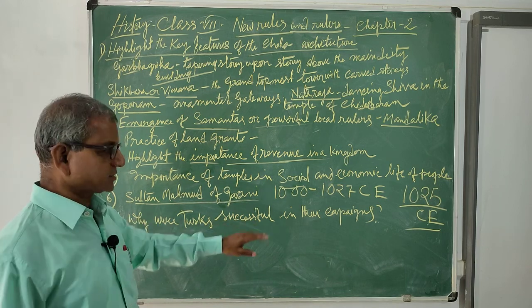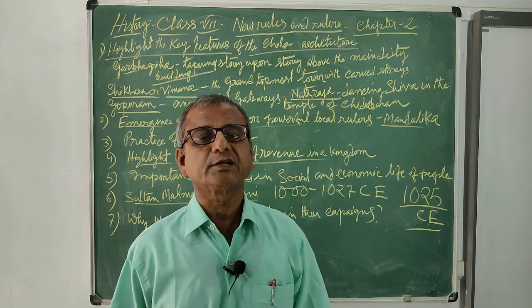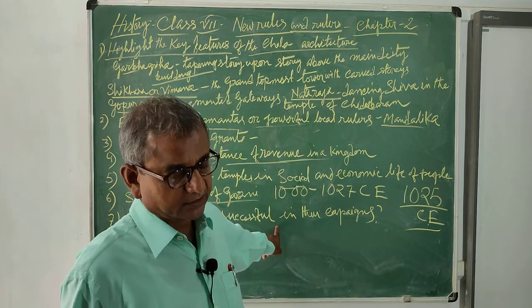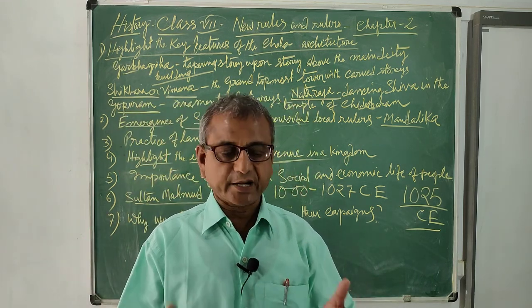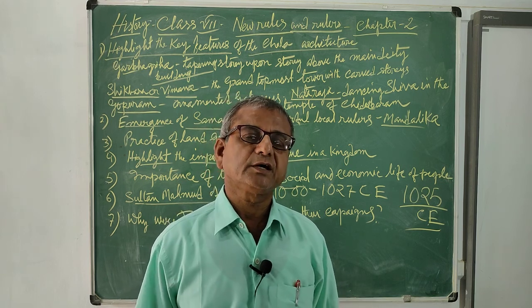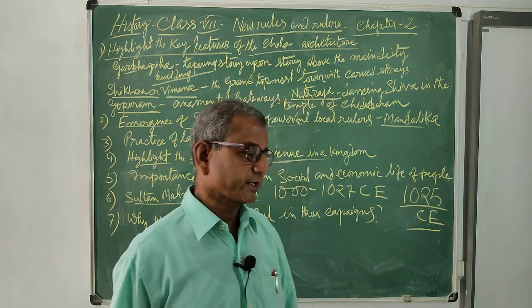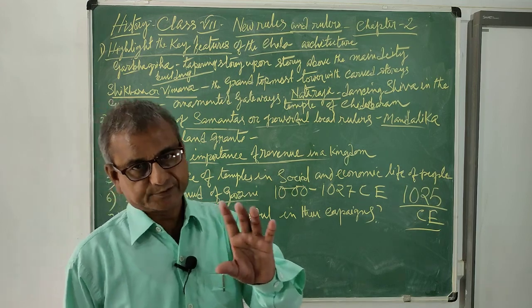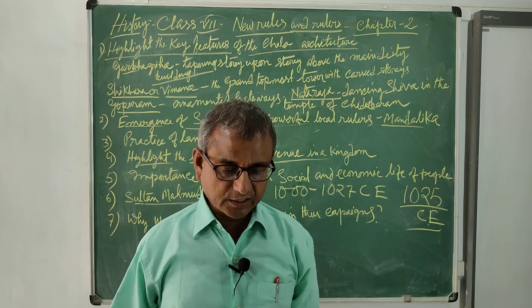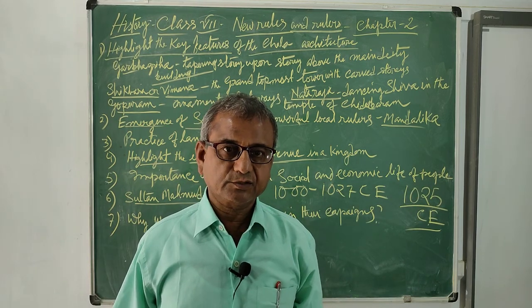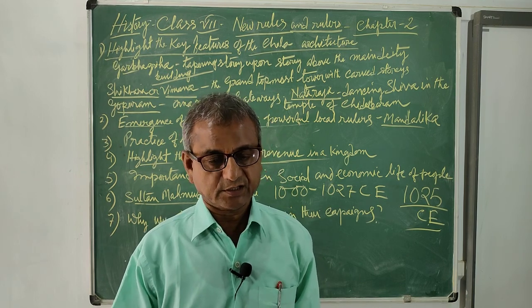So why were the Turks successful? Muhammad Ghuri was one of the greatest military generals. However, the Turks were successful because they used new techniques in warfare. Their horses were very powerful and could move faster than the Indian horses. Secondly, they used iron stirrups, S-T-I-R-U-P-S, which hung from both sides of the horses, so the rider could easily move the horse faster.